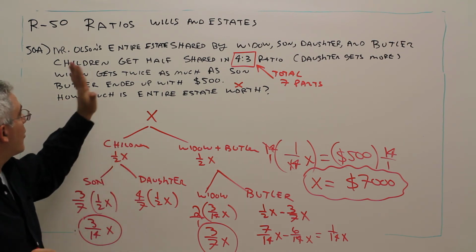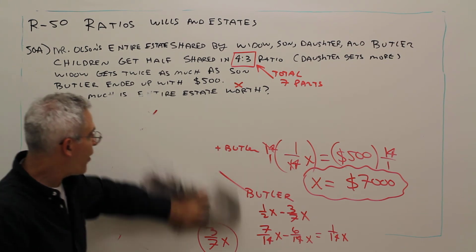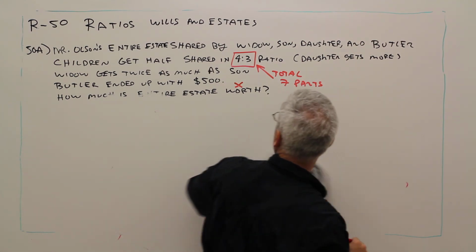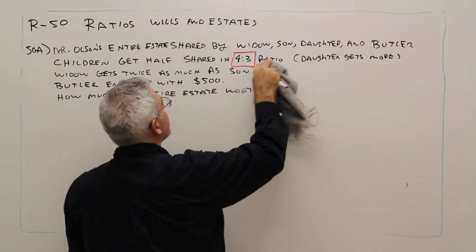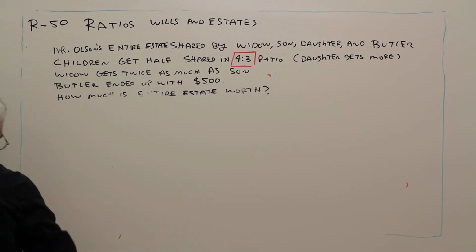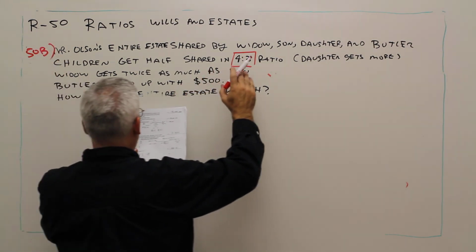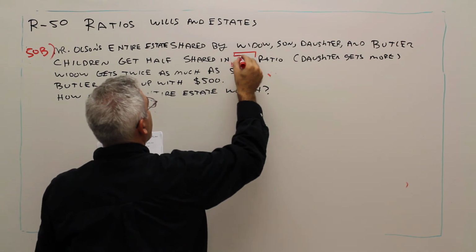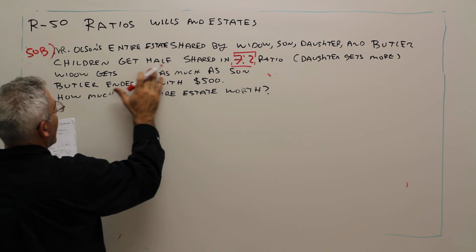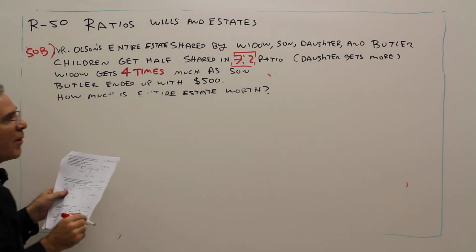Okay, so now what I'm going to do is just change a few values and see if you could work on a problem. If you want to pause the video after I write down the problem and work it out on your own, that would be helpful. All right, so for your problem, part B, we'll say they shared in a 7-to-2 ratio, the daughter's still getting more. The widow, we'll say, gets 4 times as much as the son.